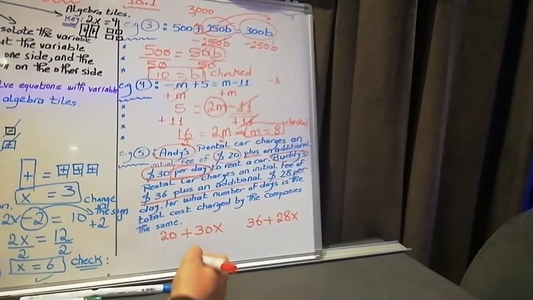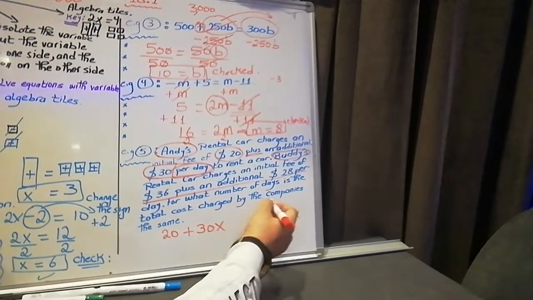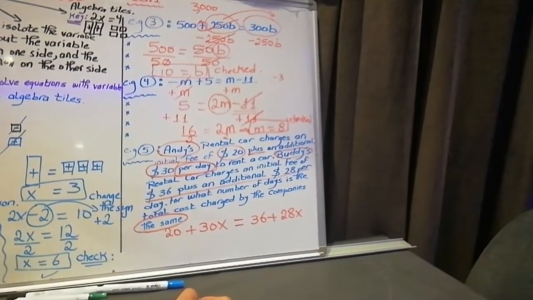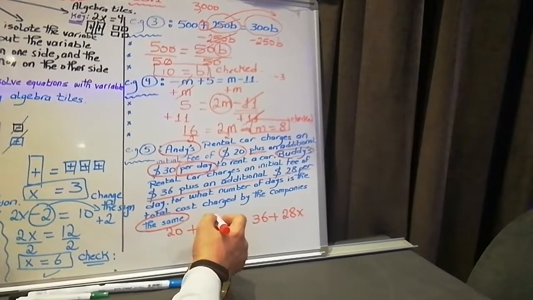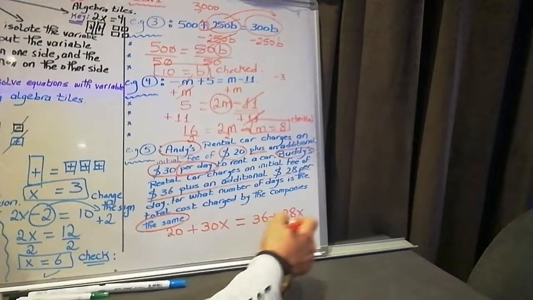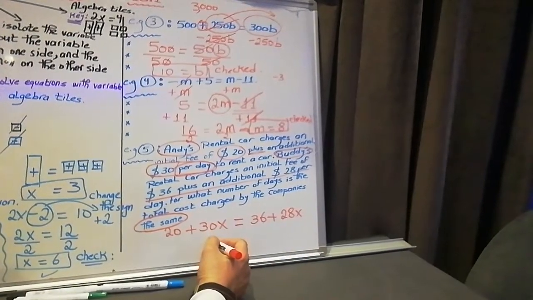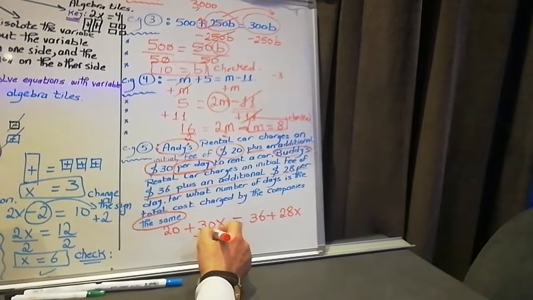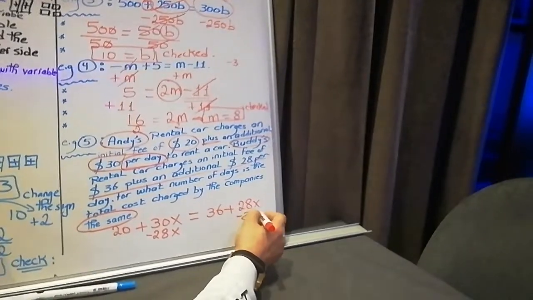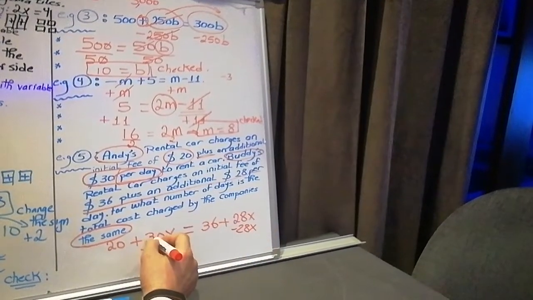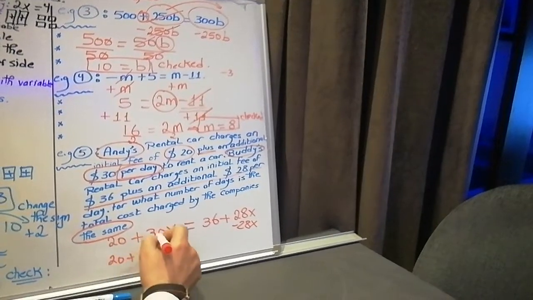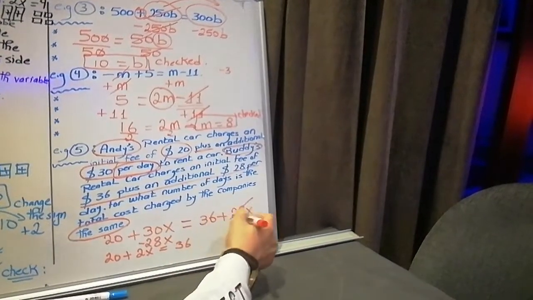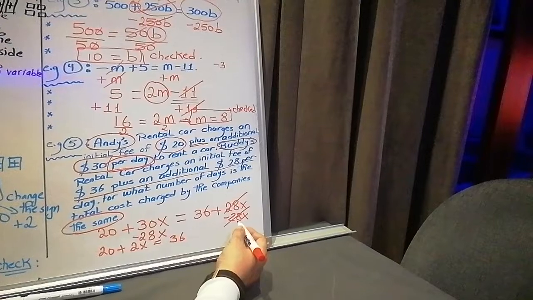Of course, for what number of days is the total cost charged by the company the same, guys, this means equal. Now I form the equation. Of course, you know how to solve equations by isolating the variable. We have here 30x and 28x. Of course, it is so important to keep the x positive. So simply I will choose negative 28x on both sides, just to cancel this part. So we have 20 plus 2x equals 36. Of course, this part is cancelled: positive 28x and negative 28x is 0.